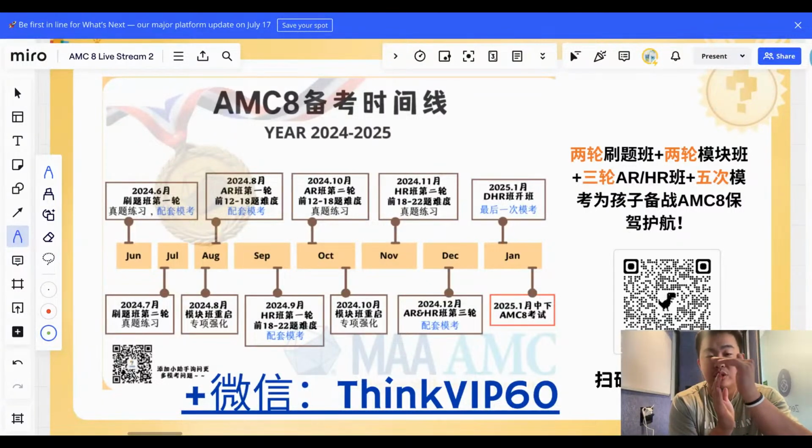Besides those classes, we also offer a total of 5 mock exams. As you can see from the big picture, we have 2 rounds of the AMC A prepare-from-past-exam lesson, 2 rounds of modular class, 3 rounds of AR or HR class, and 5 rounds of mock exam. It's highly recommended that you select classes according to your own needs. Not all of them, just those you feel will be very helpful.